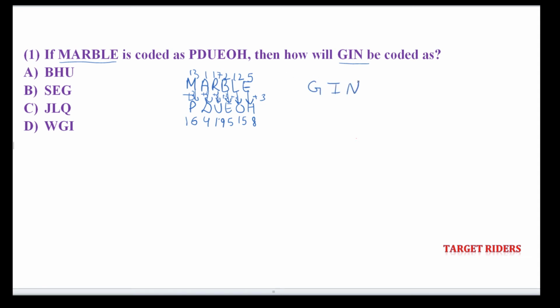Firstly, write down the word GIN. G is at 7th position, I is at 9, N is at 14th position. So if we add 3 to 7, it is 10. At 10th position, J is placed. 9 plus 3 is 12, at 12th position, L. And 14 plus 3 is 17, at 17th position, Q is placed. This is the coded form of GIN. So option C is right for this question.